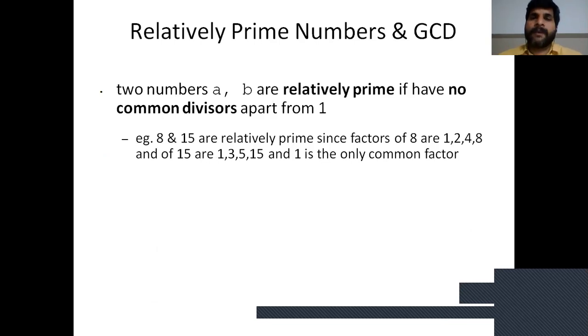Relative prime numbers and GCD: two numbers a and b are relatively prime if they have no common divisor apart from 1. For example, 8 and 15 are relatively prime numbers, since the factors of 8 are 1, 2, 4, 8 and the factors of 15 are 1, 3, 5, 15, and 1 is the only common factor.